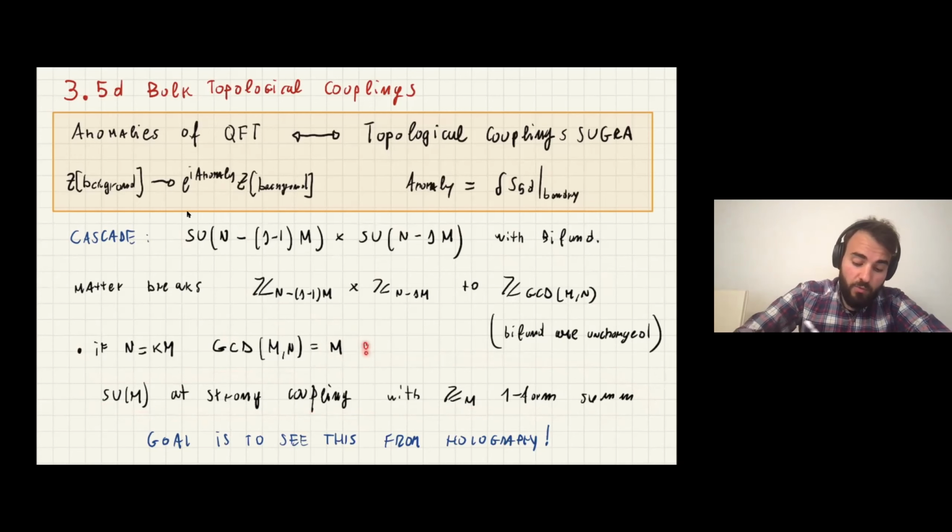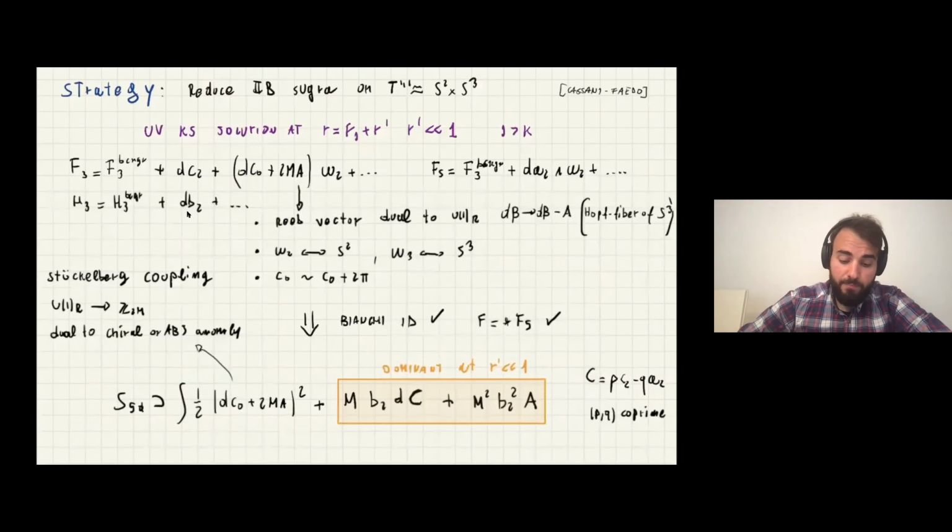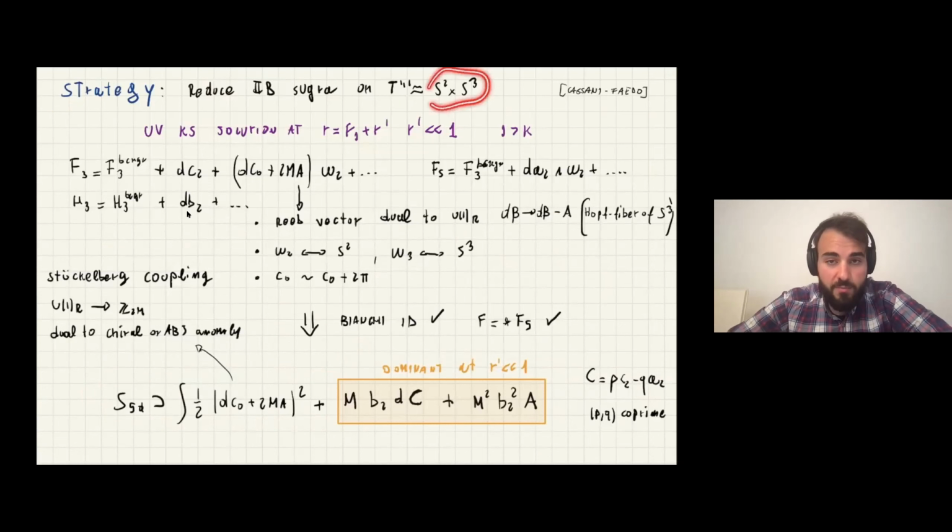The dual solution will describe SU(M) at strong coupling holographically, and SU(M) with a Z_M one-form symmetry. And the goal is to see this from holography. So the strategy that we implement is to reduce type IIB supergravity on T^{1,1}, which is topologically again S^2 times S^3.